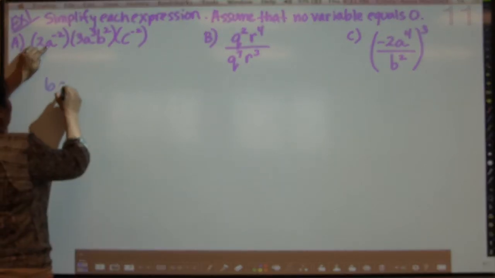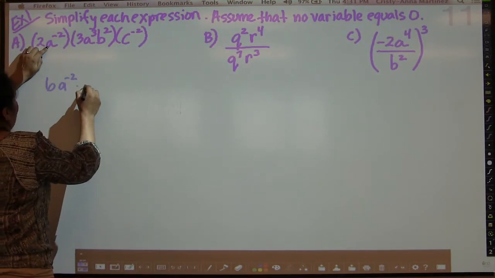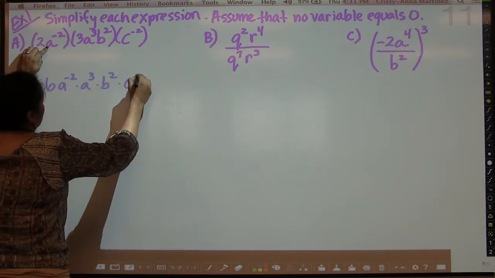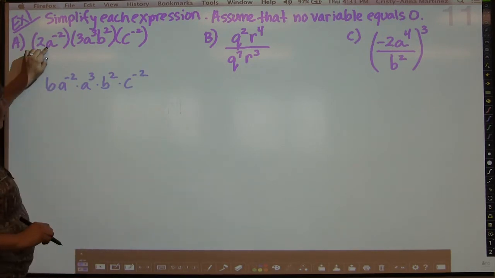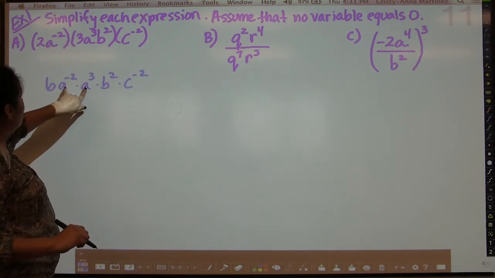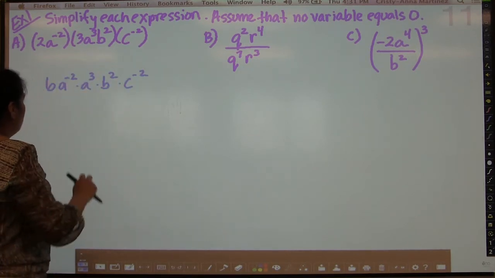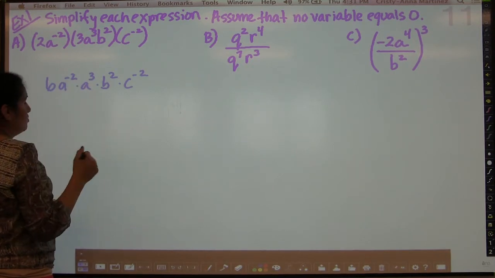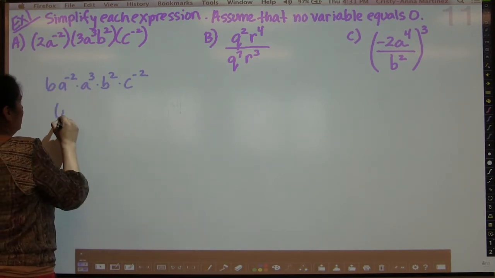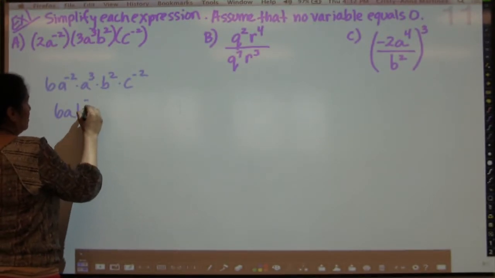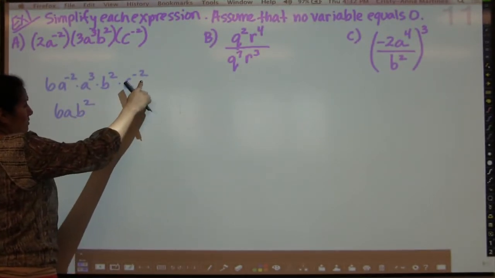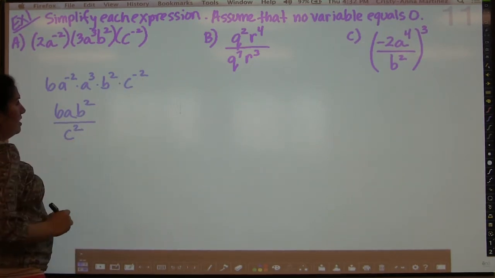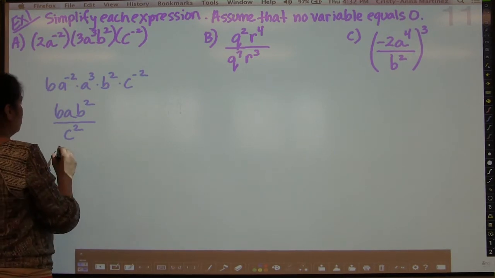Then I have a to the negative 2 times a cubed times b squared times c to the negative 2. So I get my a's and put them together, and then here are my b's and my c's. Remember that when you have the same base, which in this case is a, you can add the exponents. So if I add negative 2 plus 3, I'm going to get 1. So 6a to the 1 power, then b squared, and my c has a negative exponent, so I want to reciprocate that, or basically bring it to the bottom and make it a positive exponent. Alright, so this would be my answer.